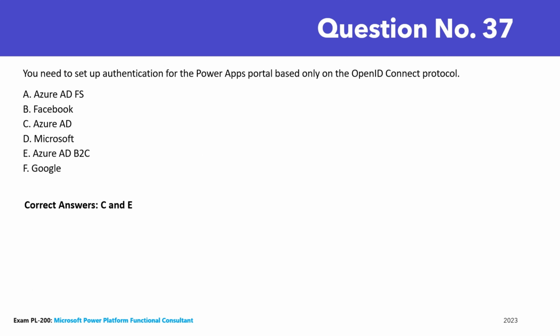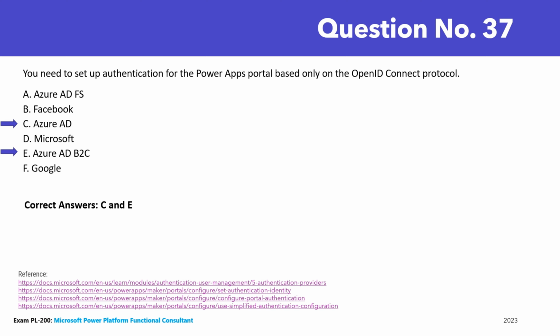You need to set up authentication for the Power Apps portal based only on the OpenID Connect protocol. A. Azure ADFS. B. Facebook. C. Azure AD. D. Microsoft. E. Azure AD B2C. F. Google. Correct answers. C and E.